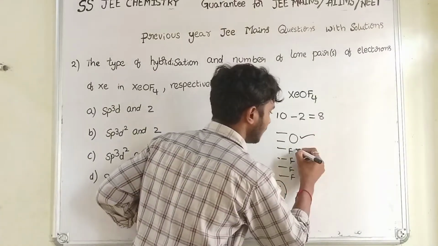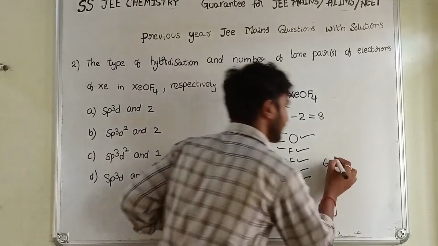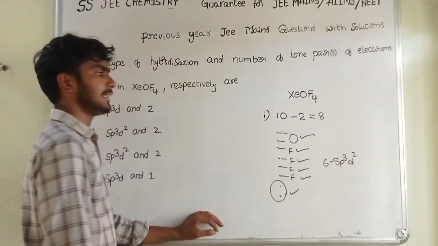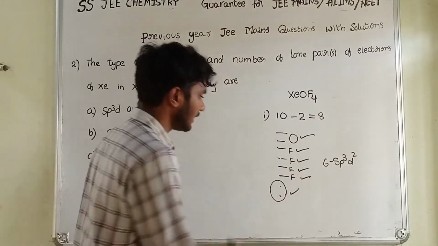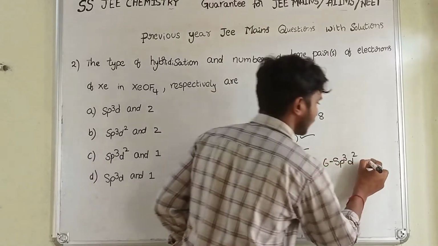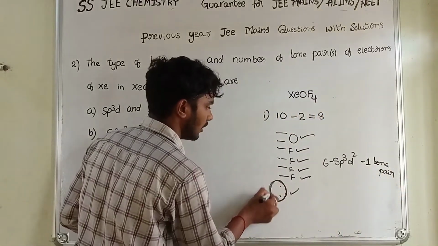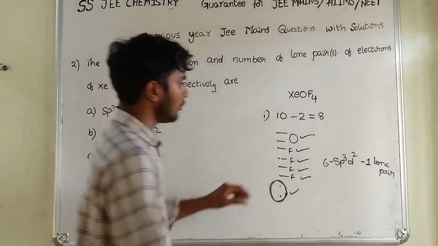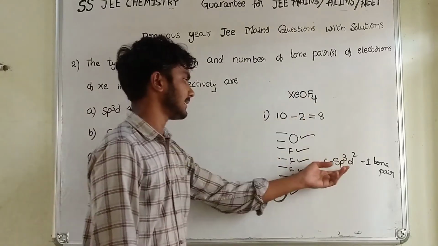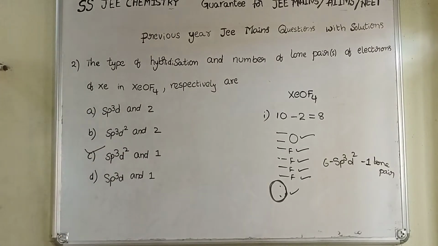Count those numbers: 1, 2, 3, 4, 5, 6. 6 means sp3d2. If the count number is 6, then it is sp3d2 hybridization. And how many lone pairs are there? These are the lone pairs. 1 lone pair is left. 1 lone pair, 5 bond pairs, and the count number is 6. So sp3d2 with 1 lone pair. So option C is the correct one.